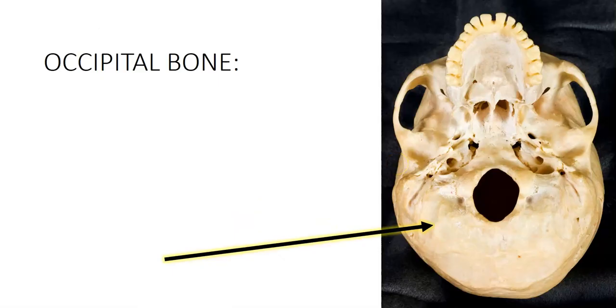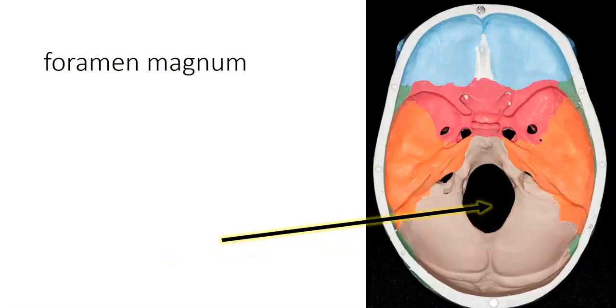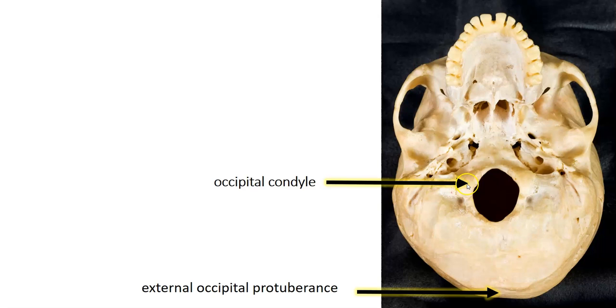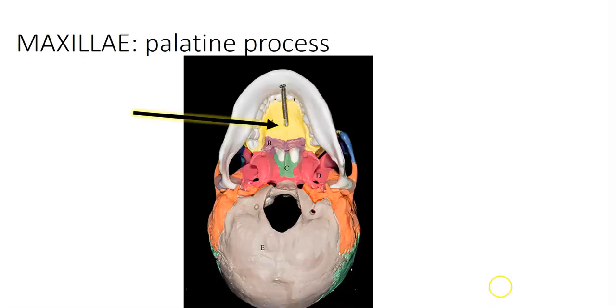Here is the occipital bone in an inferior view. This is the foramen magnum. Here is an occipital condyle, one on each side, and the external occipital protuberance, which is a bump you can feel on the back of your head. Here is the palatine process of the maxilla.